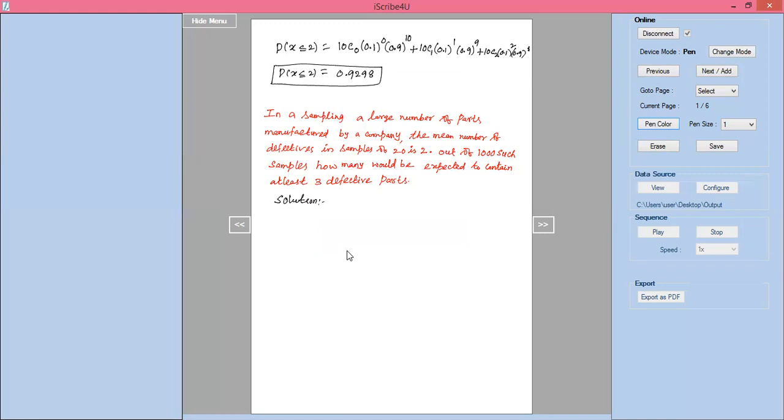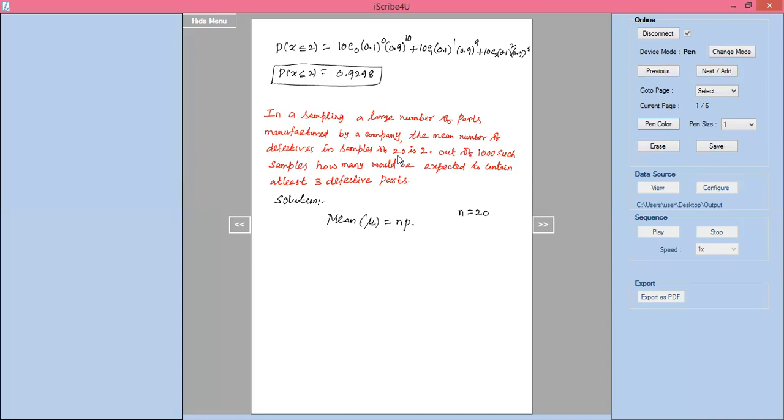Here, what they have given is that in sampling, a large number of parts are manufactured by a company. The mean number of defectives in a sample is 20. What is the mean? Mean is nothing but mu equal to np. Why am I telling this? The mean number of defectives of samples of 20: the sample size is the n value. n is 20, we are taking 20 samples. The mean number of defectives should be 0.2. We are telling that mean, n equal to 20.